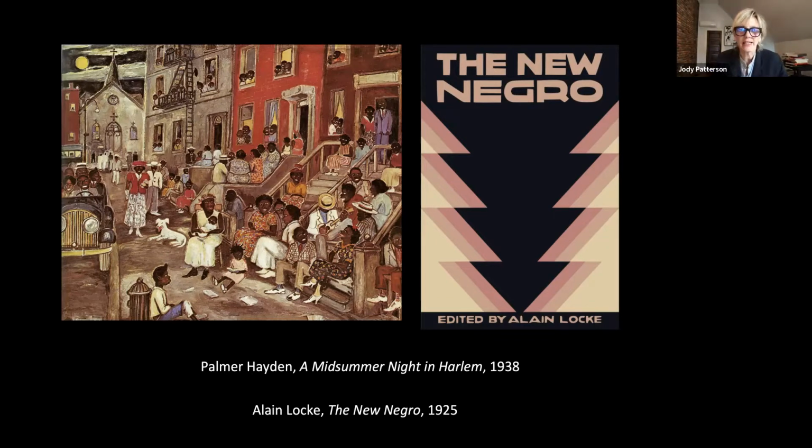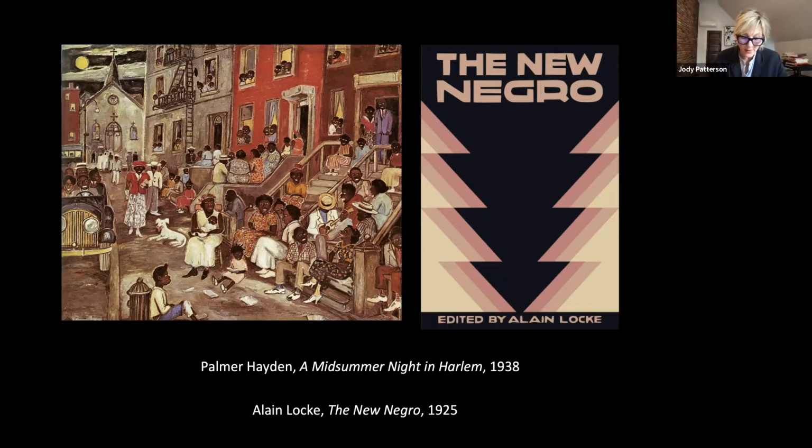And what we're looking at here on the left is a painting by African American painter Palmer Hayden. During the late 1930s, and again, I'm trying to focus my artworks right at the exact time that Davis was working, Hayden developed a consciously naive style to depict various aspects of African American life. And here we have A Midsummer Night in Harlem from 1938, which is one of the first paintings to announce Hayden's adoption of this new style.